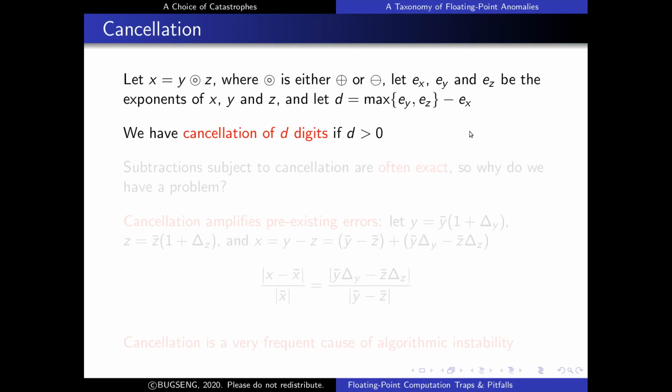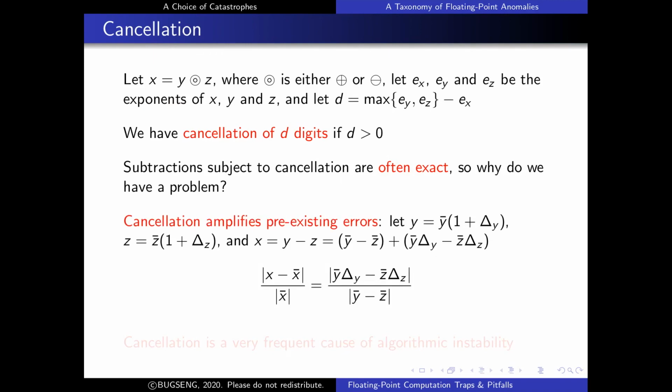In this case, we have cancellation. So if d is greater than 0, it means that we have lost digits of significance. So in the input, say we had, I don't know, 13 bits of precision. The output may be 3 bits of precision. So we have a very important loss of precision. What is the cause of the problem?